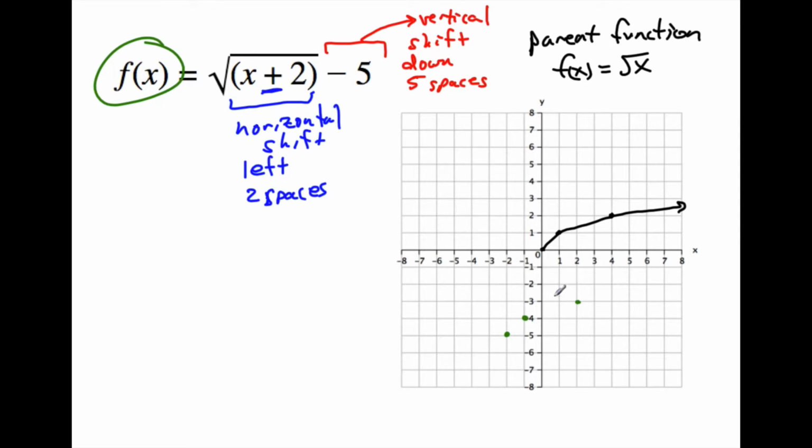The reason I know I can do the same method is because there's no number in front of the radical, or we just have kind of an imaginary 1 there. And that's the graph of our new function.